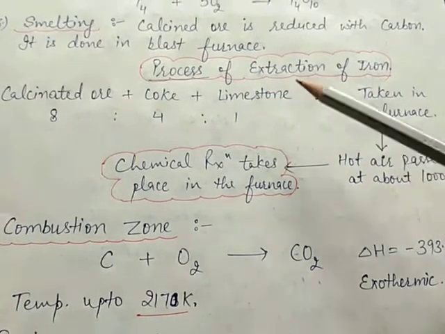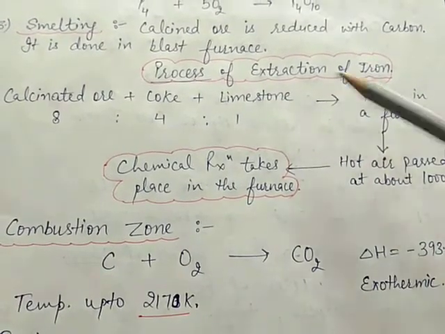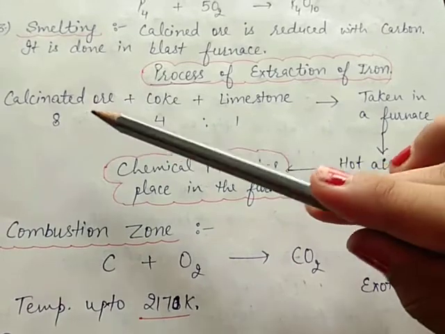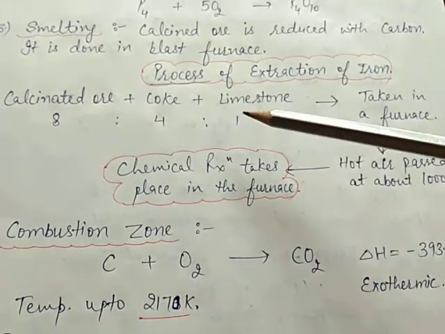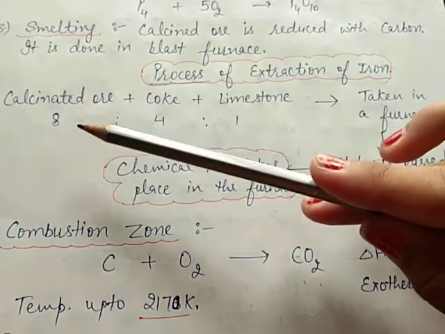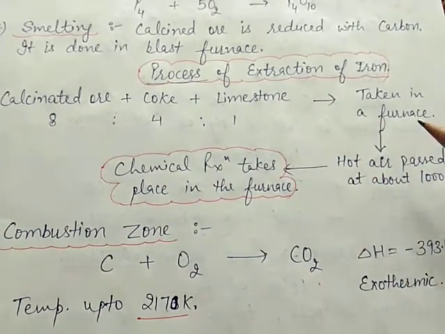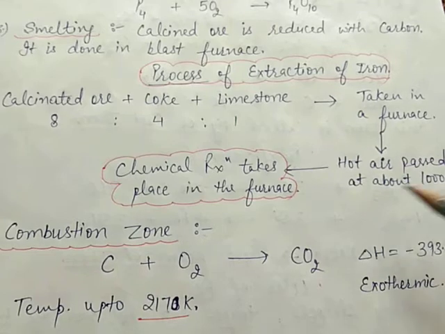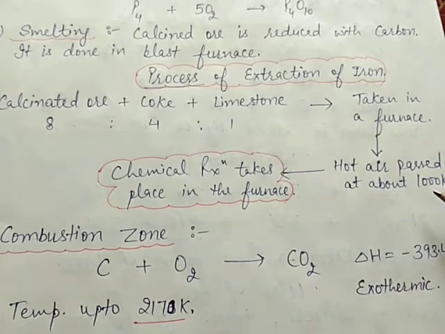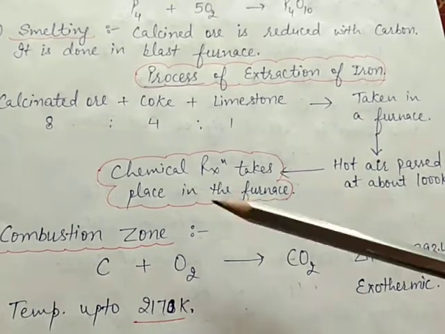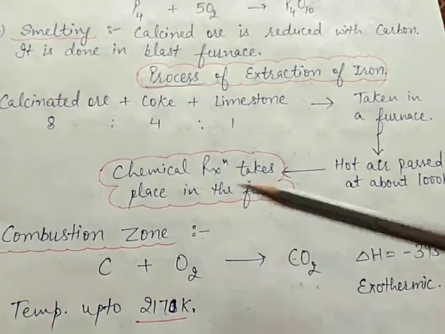Now this is the process of extraction of iron. Here I am repeating again. Calcined ore plus coke plus limestone are taken in the ratio 8:4:1. They are taken in the blast furnace and hot air is passed at about 1000 Kelvin. After that, chemical reactions take place in the furnace.